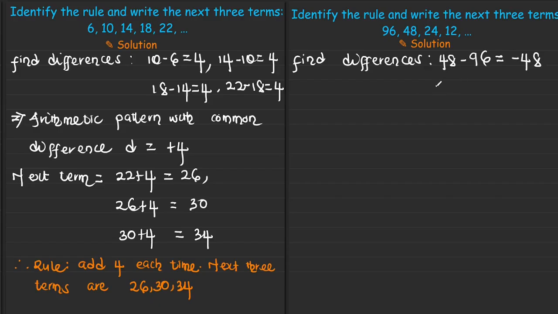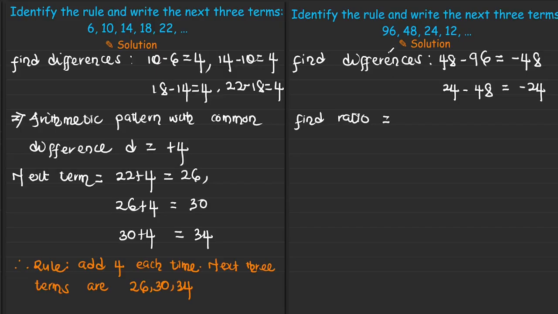Well, let's look at the next one. So we have 24 minus 48. That is this 24 minus this 48, and that also gives us negative 24. With this, there's even no need to continue. The differences are not equal. Hence, let's try the ratio. So let's find the ratio.